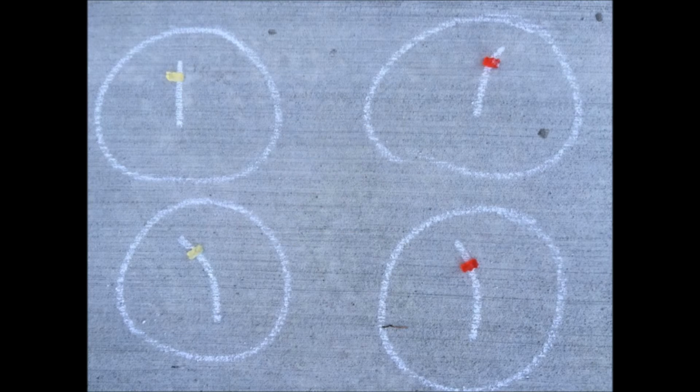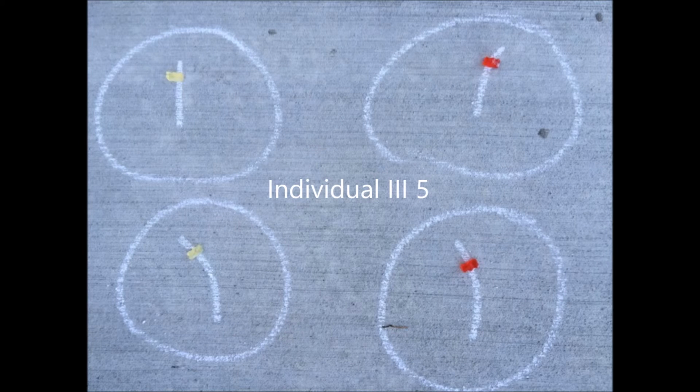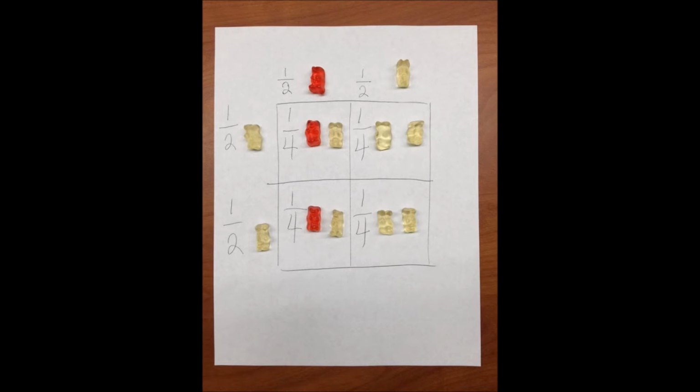The same process occurs to form these 4 gametes for individual 3-6. These are all the possibilities of gametes that can be formed from 3-5 and 3-6. When fertilization happens, the gametes will combine and there will be different possibilities for the resulting progeny. We will show these possibilities with a Punnett square.